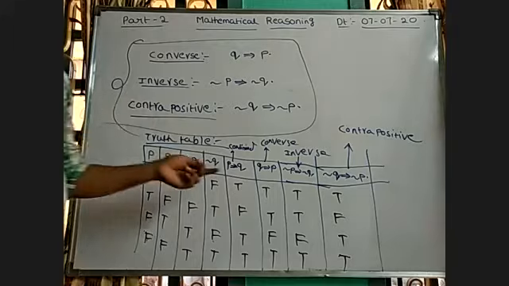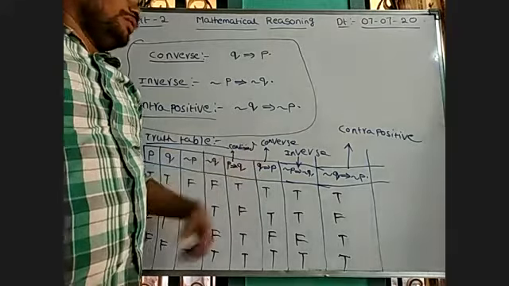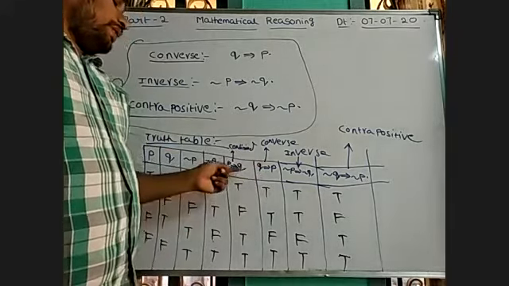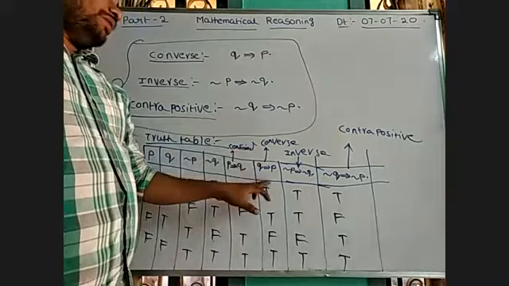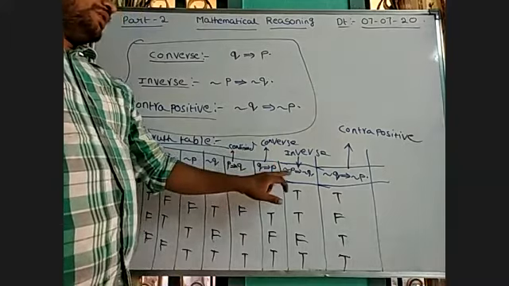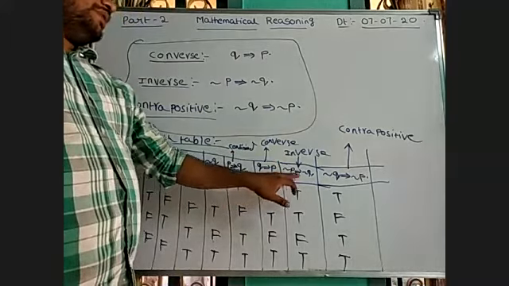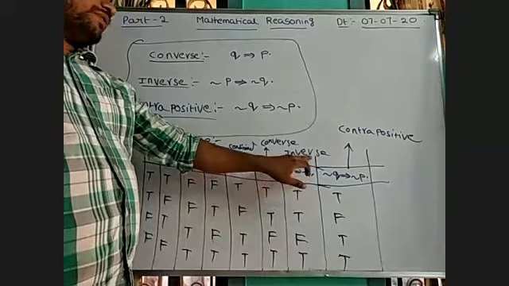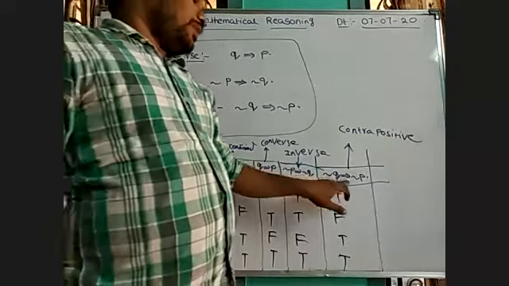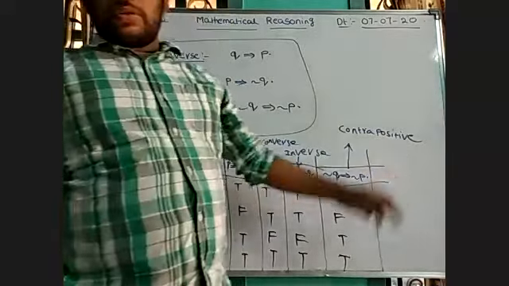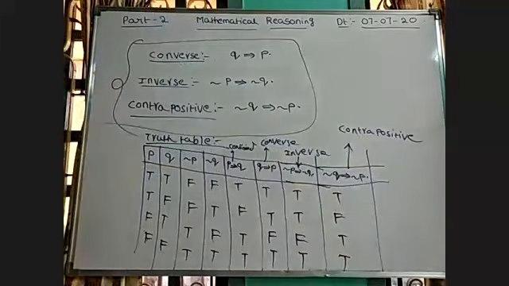So the statements we are calling these are very important. P implies Q is the conditional. Q implies P is the converse. Negation of P implies negation of Q is the inverse. Negation of Q implies negation of P is the contrapositive. These are very important.